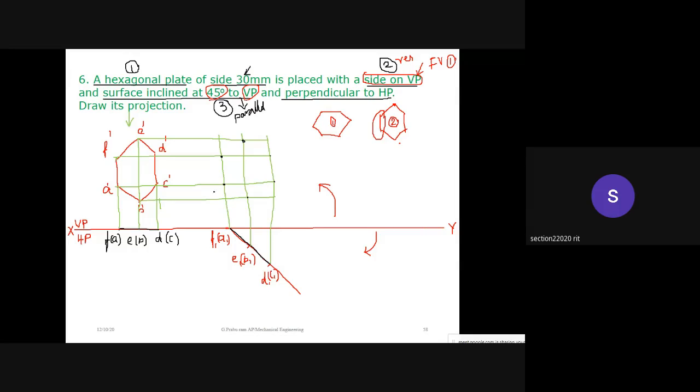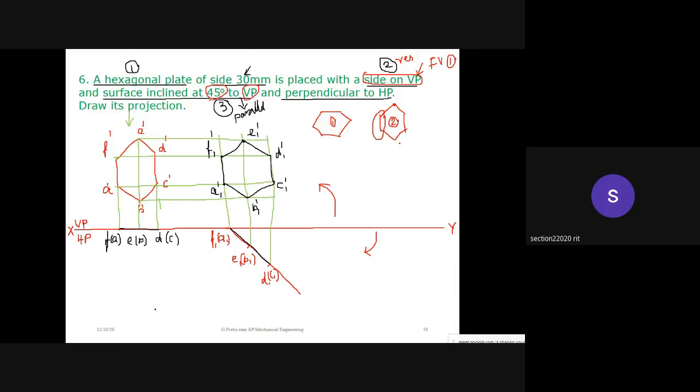So let me go with the same procedure. See here, if I find out where the point would be, I can write it directly. A1 dash, here I have B1 dash, here C1 dash, here D1 dash, here E1 dash, and here F1 dash. Now you try to connect all those points with your scale and your pencils. So now you can have the inclined front view of a simple hexagon.